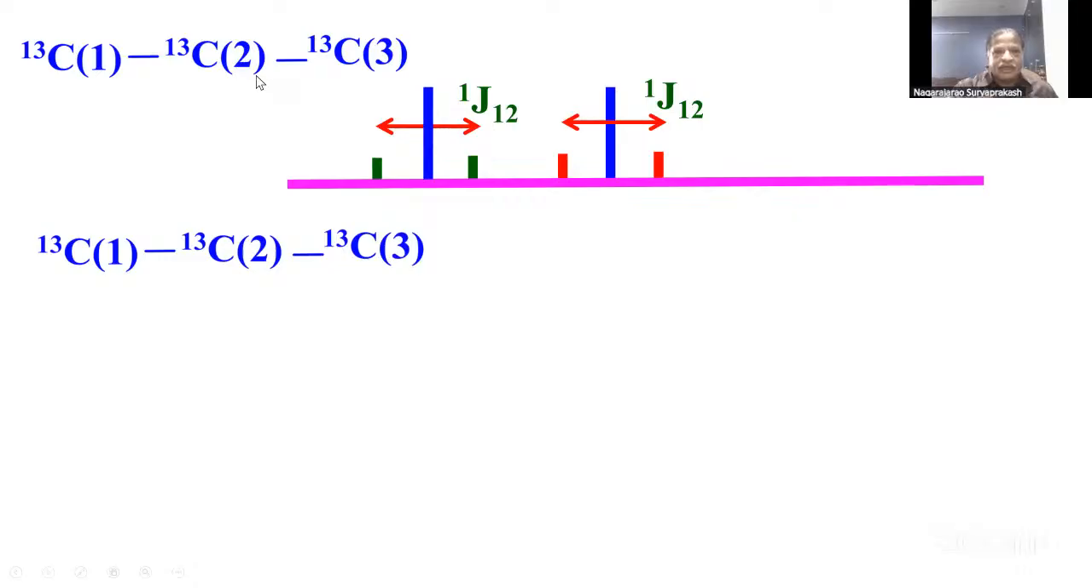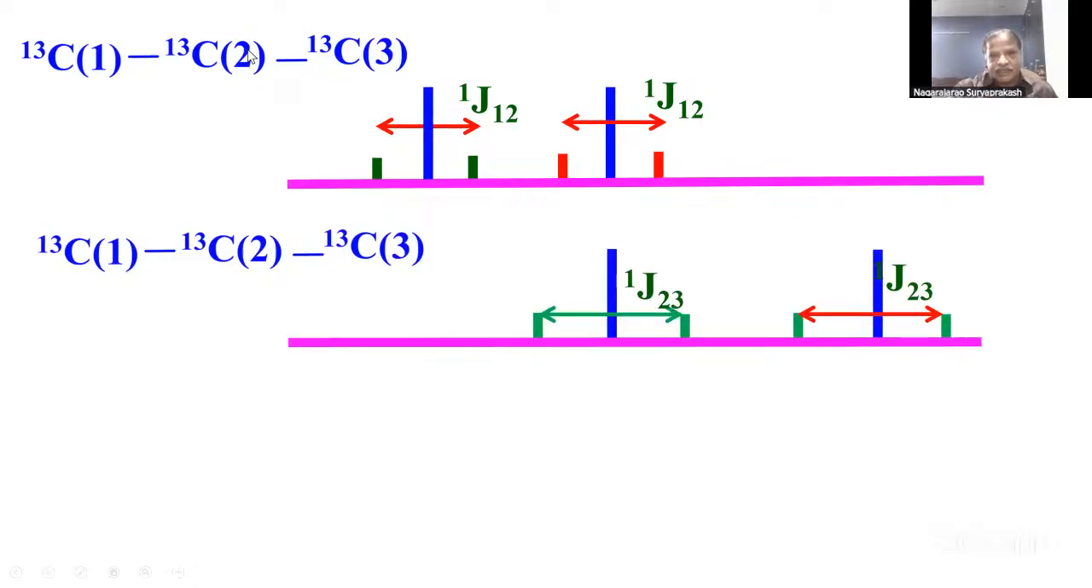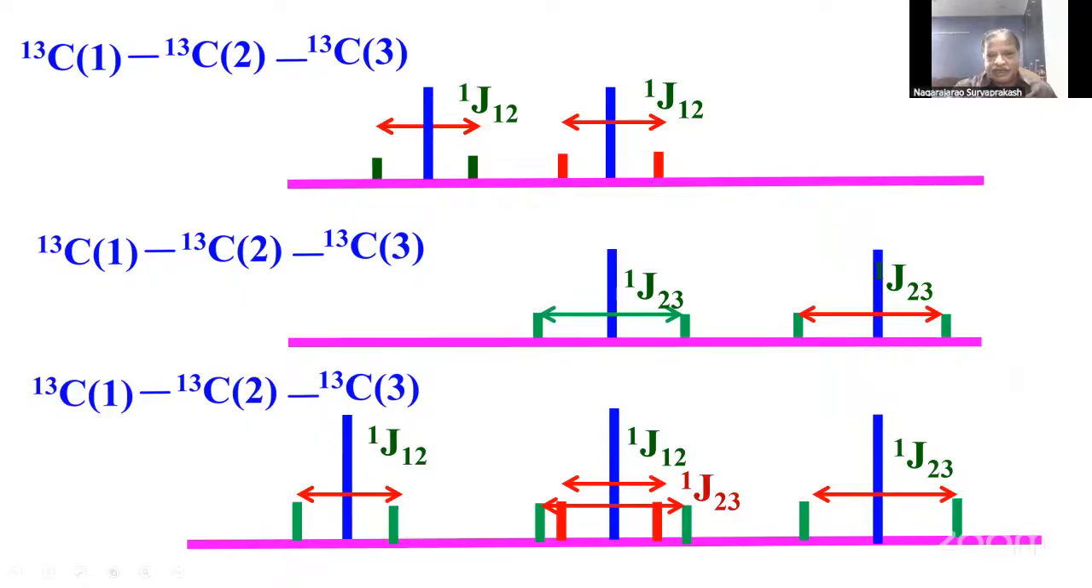What about these 2 carbons together? When this and this are coupled, you get this pattern. And I'm assuming this coupling and this coupling and this coupling are different. You see the separations are different here. Now, simultaneously, all the 3 are present. I get a pattern like this.